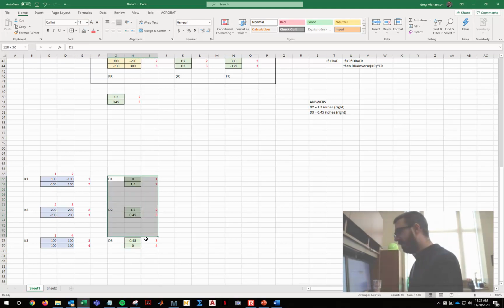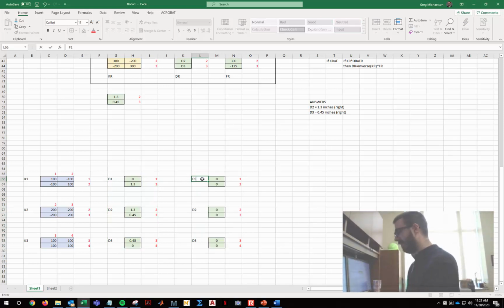And so once I've got these, I can then determine my F vectors, and this is just me copying and pasting the format because I'm lazy. And let's come up with a new color.